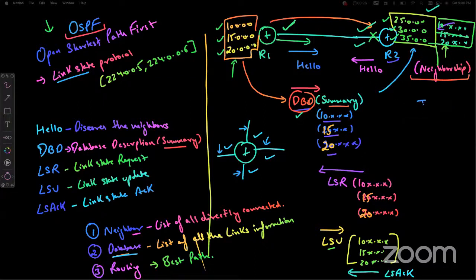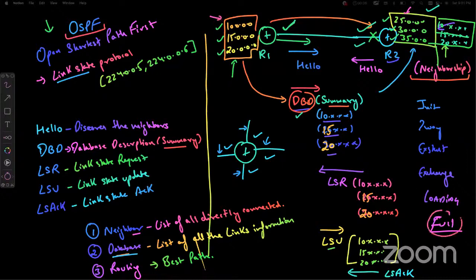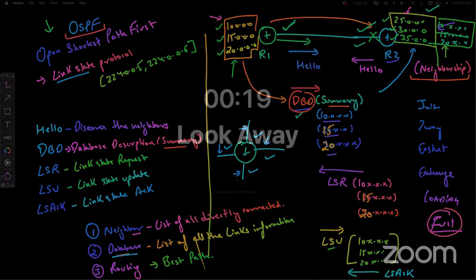There are some states like init, two-way, exstart, exchange, loading, and full. This full state means they have the same identical database. Now this router and this router have the same database table. Till the time they are not full, they keep sharing the DBD packets. They keep trying to become full neighbors.